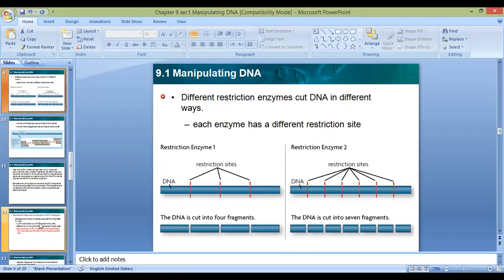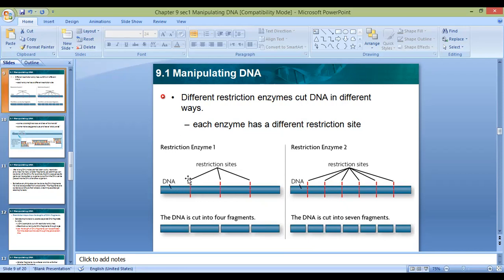Different restriction enzymes cut DNA in different ways. A restriction enzyme is an enzyme that must recognize a sequence of DNA. It doesn't just cut randomly on the DNA. The DNA has nucleotide sequences, and each enzyme cuts the DNA by recognizing a sequence of DNA.